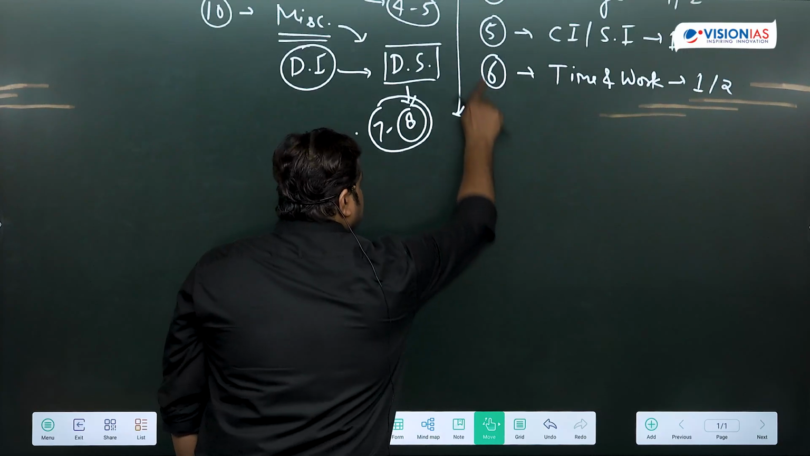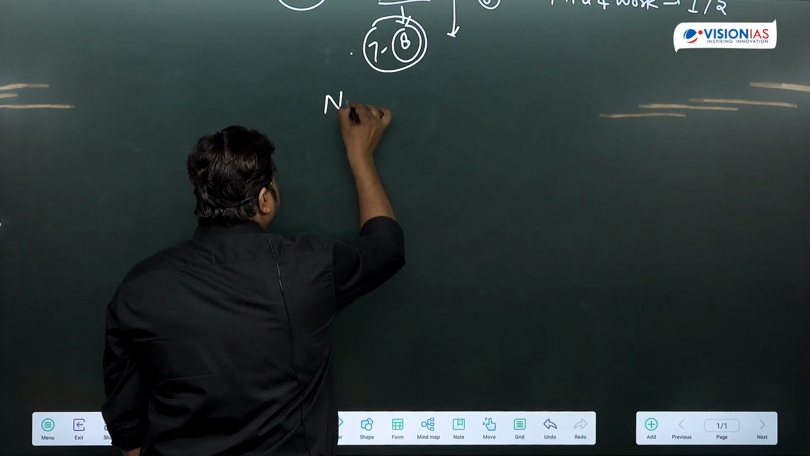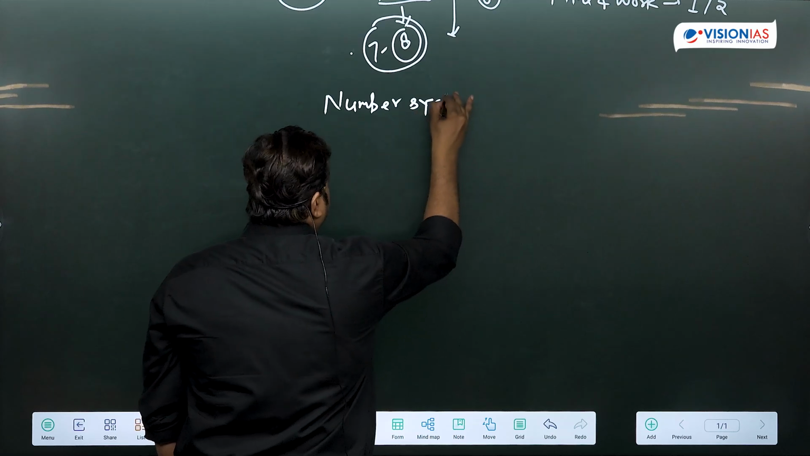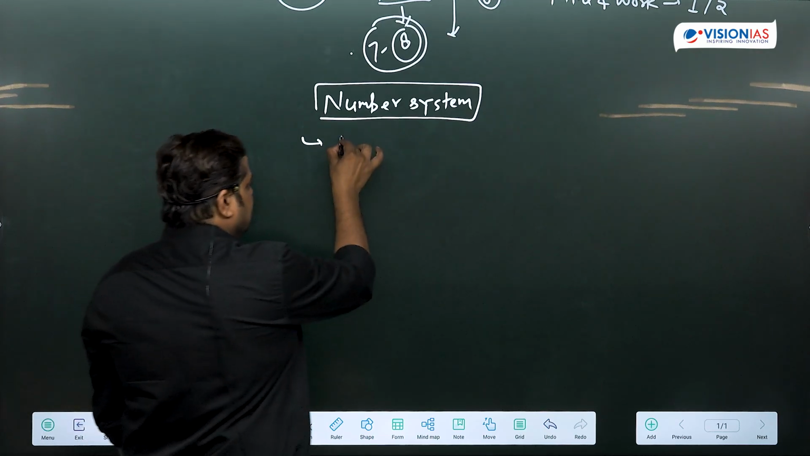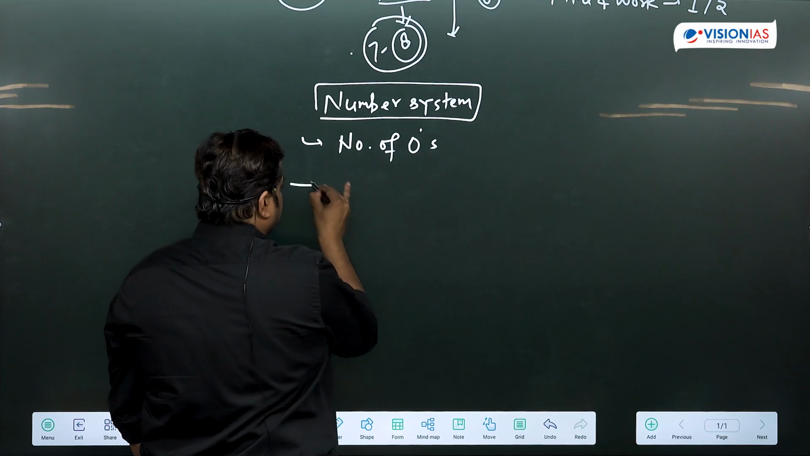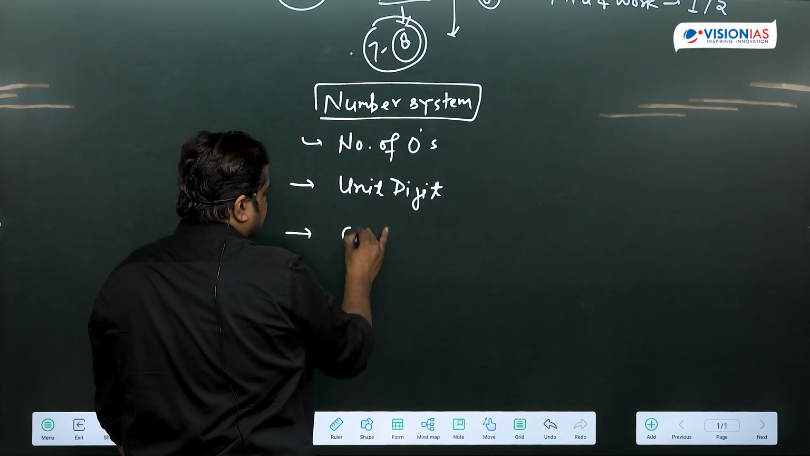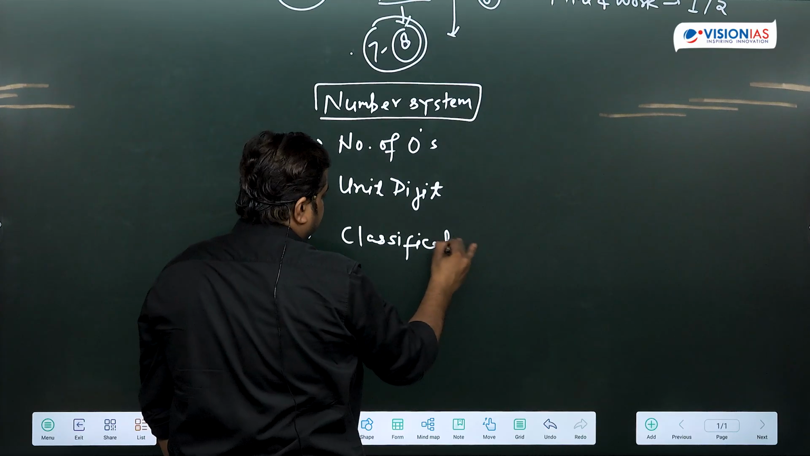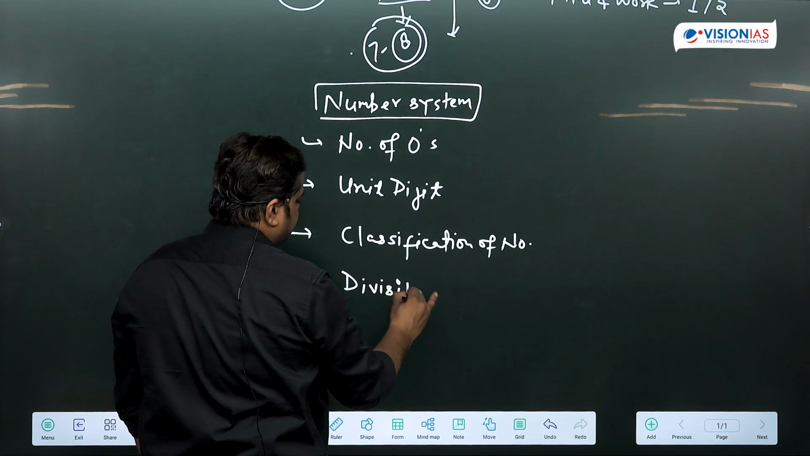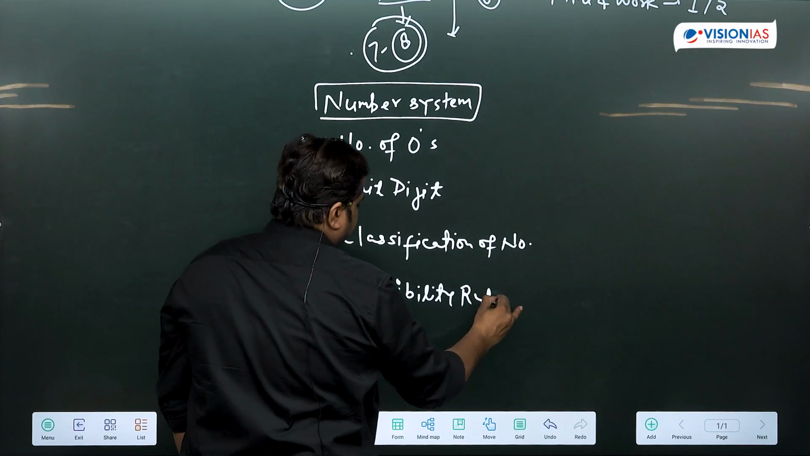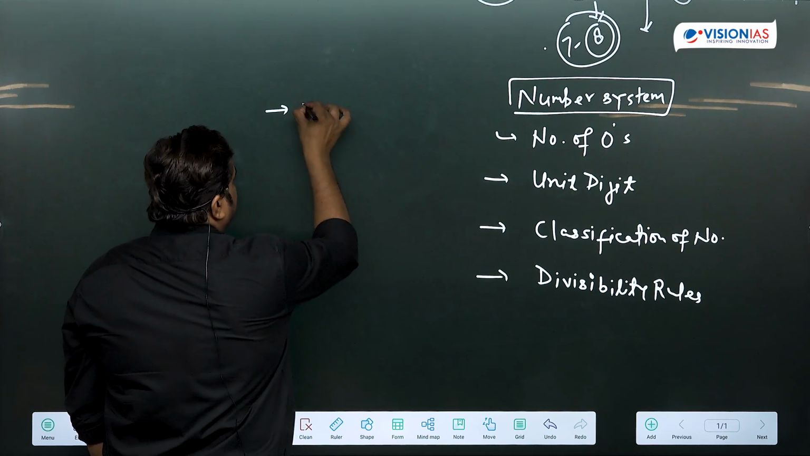Correct. So if I take this number system, only one topic, what can be the subtopics of it? We have so many subtopics. Like we have the number of zeros concept. We have the concept of unit digit. We have classification of numbers. We have the concept of divisibility rule. We have the concept of remainders.